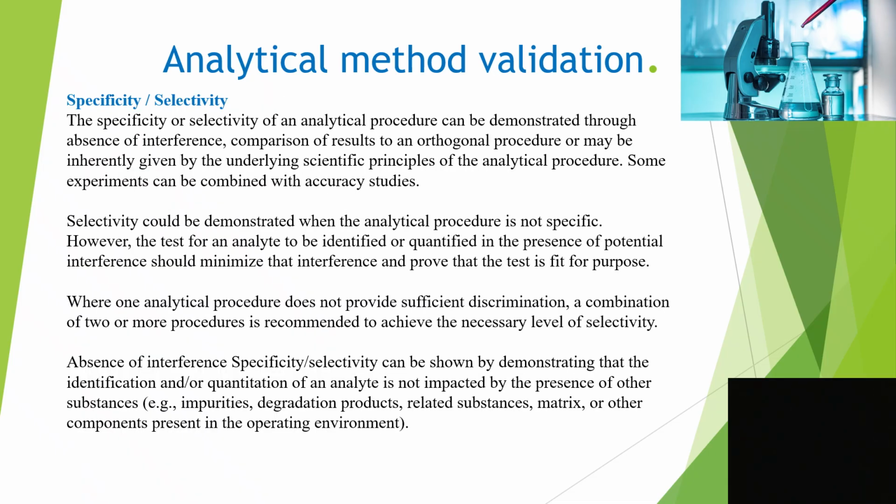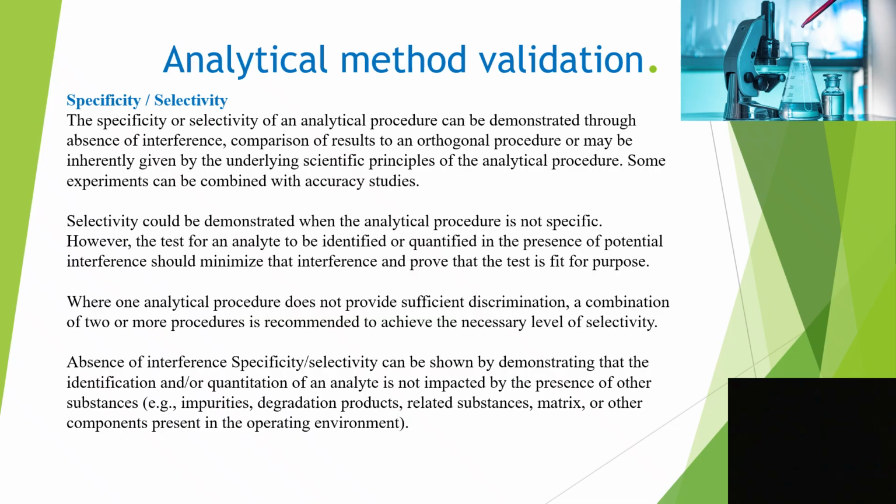So, in analytical method validation, specificity and selectivity is a criterion. The specificity or selectivity of an analytical procedure can be demonstrated through absence of interference, comparison of results to an orthogonal procedure, or may be inherently given by the underlying specific principles of the analytical procedure. Some experiments can be combined with accuracy studies. So in some cases accuracy studies are performed.